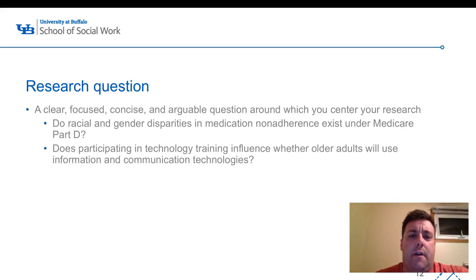So a research question typically is clear, focused, and concise. It's pretty short, so that it's communicable to others. I put two examples up here. So here's the first example. Do racial and gender disparities in medication non-adherence exist under Medicare Part D? Now, I just said a second ago that I typically think that good research questions don't have yes or no answers, and this one potentially could. So, we might answer this question by saying yes, there are racial and gender disparities, or no, there aren't.